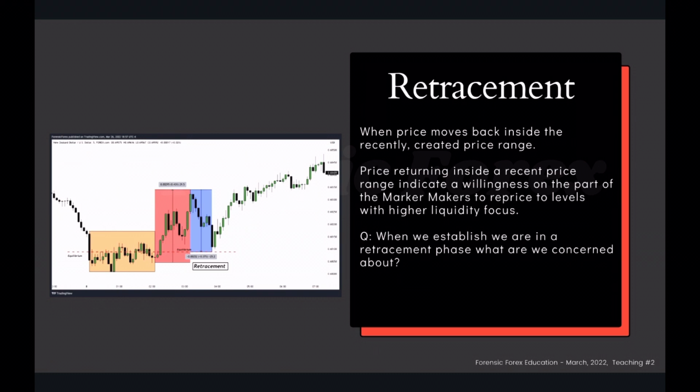Another phase of the Forex market is the retracement phase, which is when price moves back inside a recently created price range. Price returning inside a recent price range indicates a willingness on the part of the market makers to reprice to levels with higher liquidity focus. Question: when we establish we are in a retracement phase, what are we concerned about? Now on the left, we're going to take a further look and see what a retracement looks like.